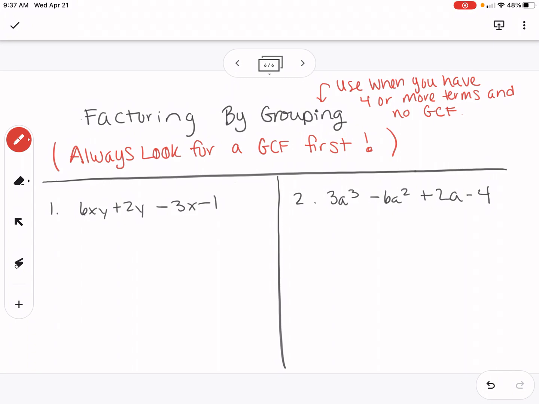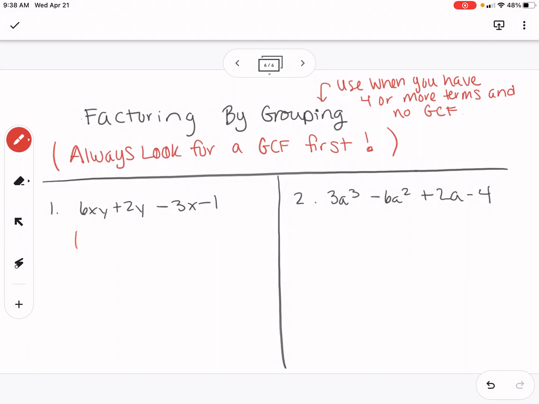So if I look at number 1, the only number that those are divisible by is 1. So that wouldn't be a GCF because it would leave it the same. And then not all of them have an X or Y, so there's no GCF. So I'm going to do something a little different where I group 2 of the terms together and then I try to factor from there.